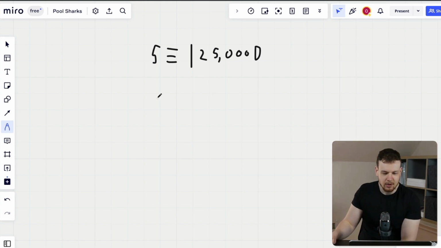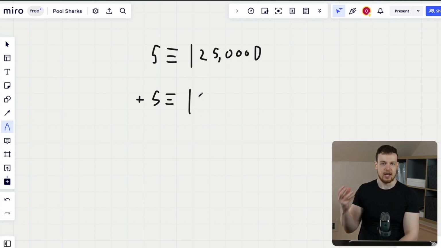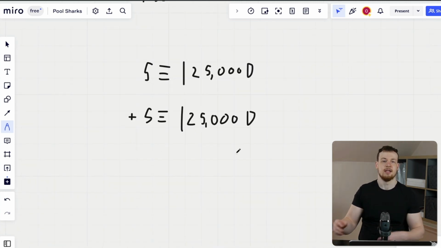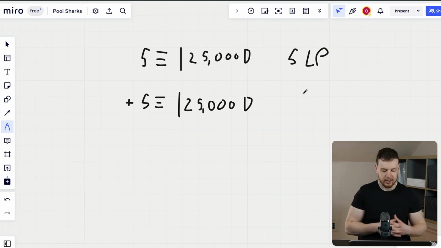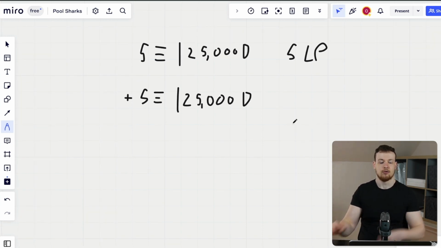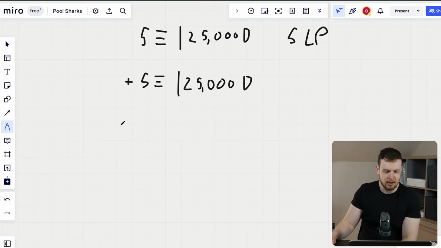So let's say I want to provide an additional 5 ether, and I have to match that up with 25,000 DAI. And let's say that the total supply, the total amount of LP tokens in circulation, is 5 here. Okay, so the way that we can calculate the amount of LP tokens that we'll receive is by comparing the token amounts that we deposited relative to the token amounts that were already in the pool, multiplied by the total supply of LP tokens. So we can do this by examining Ether.